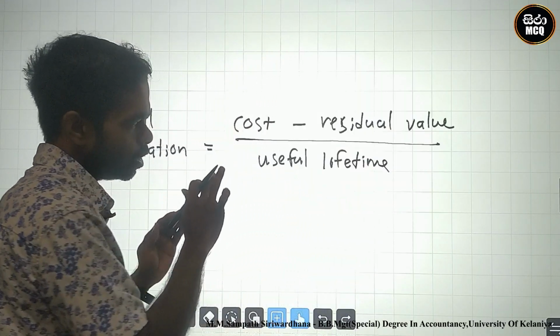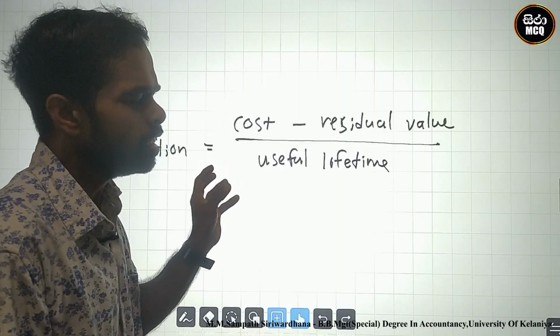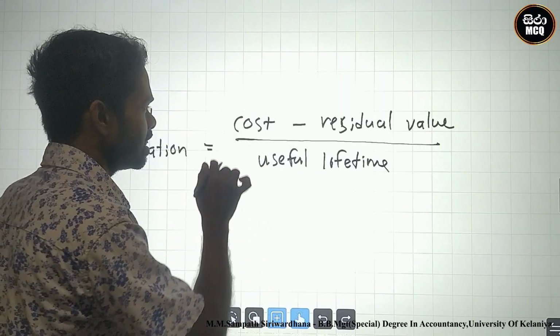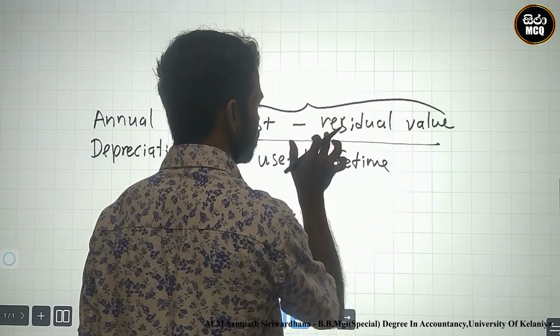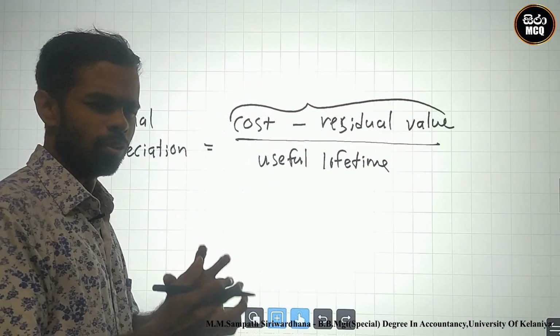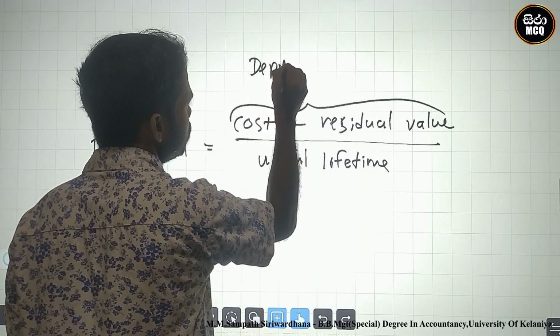Look here, the dividing by useful lifetime is the allocation. What is this amount, cost minus residual value? What is the one word we can use? Depreciable value.